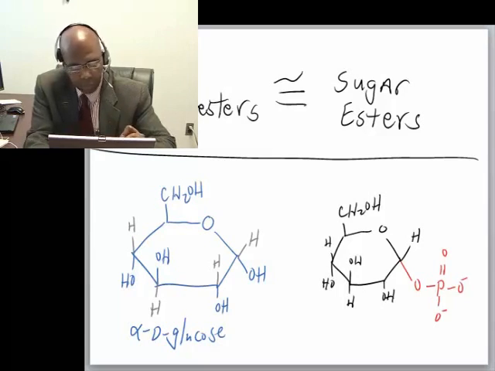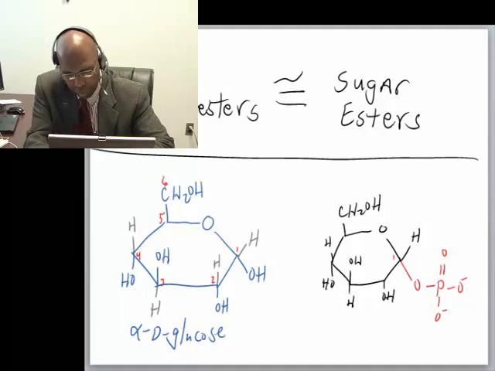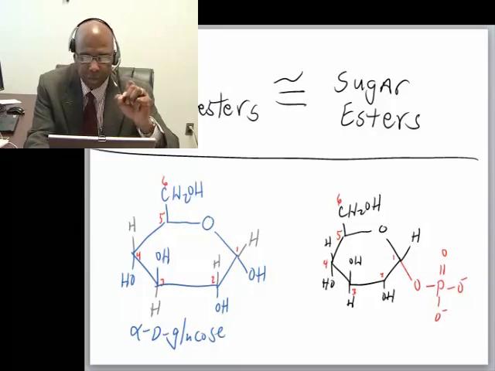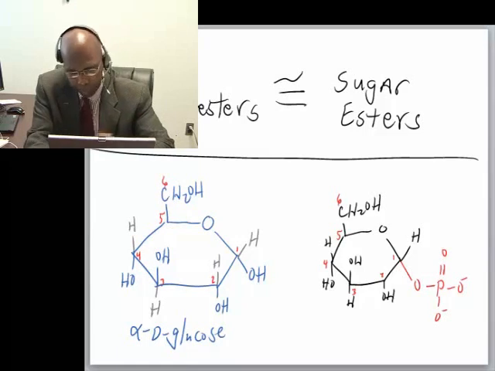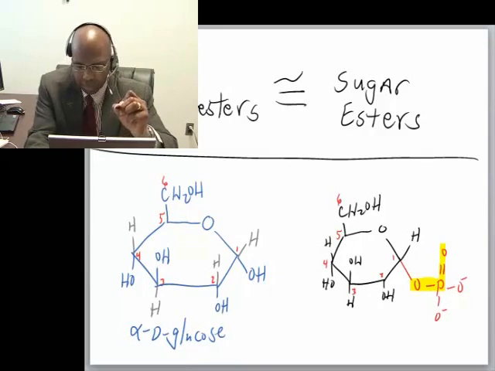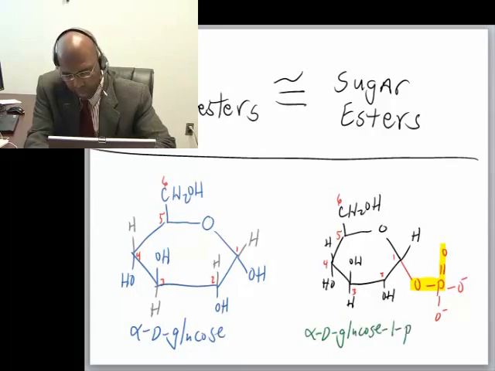Now, if we numbered our carbons, this would be carbon 1, 2, 3, 4, 5, 6. And the same would apply here, 1, 2, 3, 4, 5, 6. And so this new compound that we've drawn is a sugar phosphoester. I'm going to highlight the ester linkage here, and this is what makes it the phosphoester linkage. Now, if we name this, this would be called alpha-D-glucose 1-phosphate.